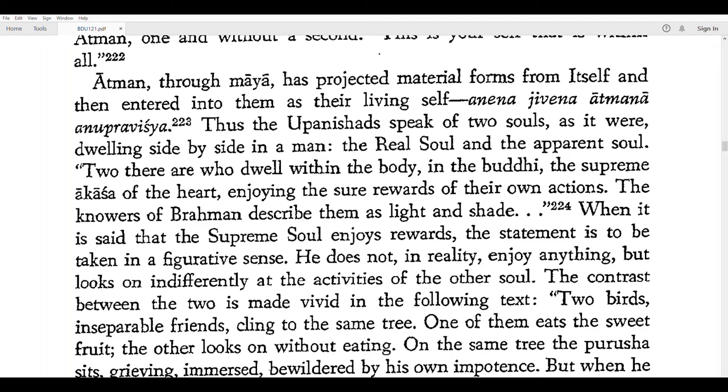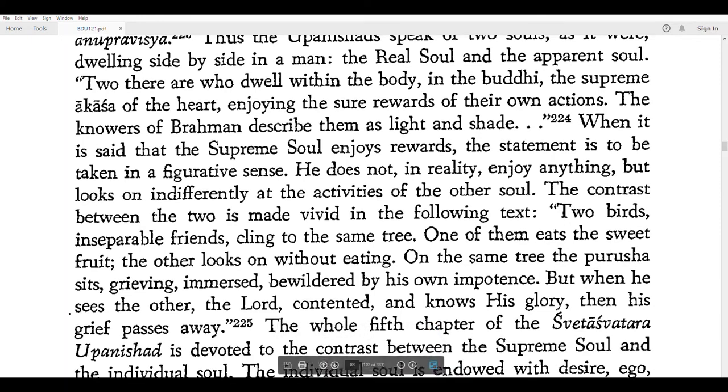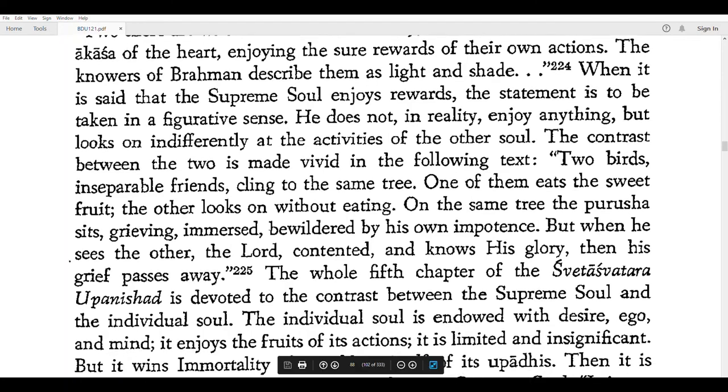When it is said that the Supreme Soul enjoys rewards, the statement is to be taken in a figurative sense. He does not in reality enjoy anything but looks on indifferently at the activities of the other soul. The contrast between the two is made vivid in the following text. Two birds, inseparable friends, cling to the same tree.